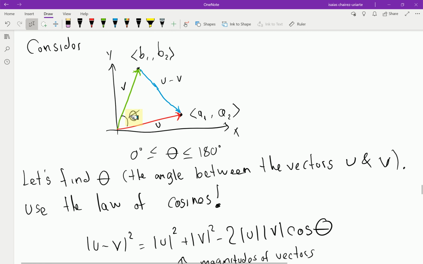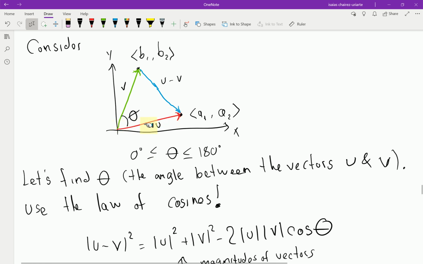What does the law of cosines say according to this picture? Well, it says that the length of this opposite side, so that's the magnitude of u minus v squared, equals the magnitude of u squared plus the magnitude of v squared minus 2 times the magnitude of u, magnitude of v, cosine of the angle opposite. And now I want to solve for theta, or get as far as I can.